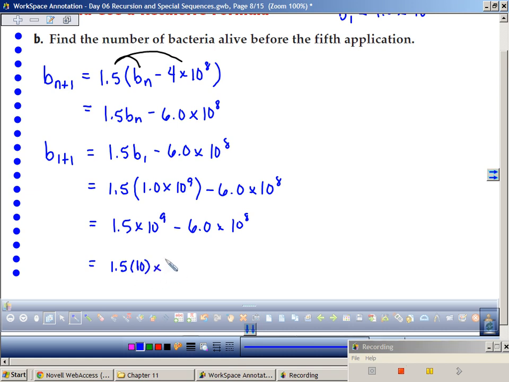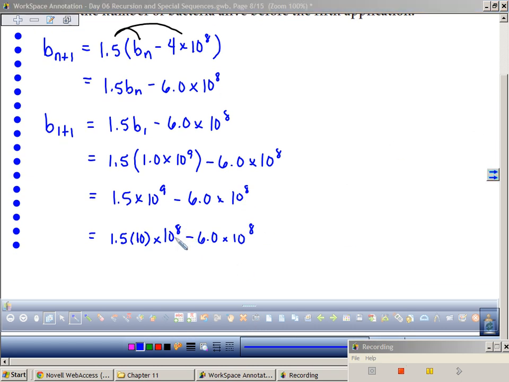1.5 times 10 times 10 to the 8th? Didn't I just take one of the 10s and give it to the 1.5? I can do that, right? Does that make sense? You guys with me? Does everybody see what I did? I borrowed one of the tens. This is really saying 1.5 times 10 to the 9th. That's what that says.